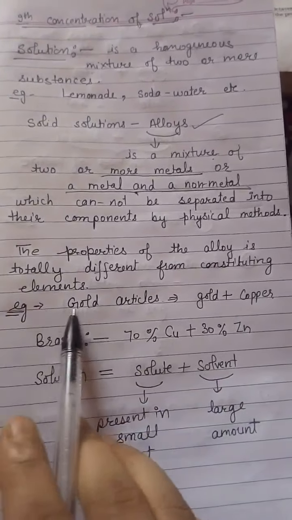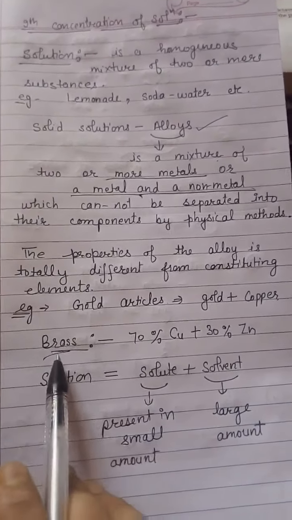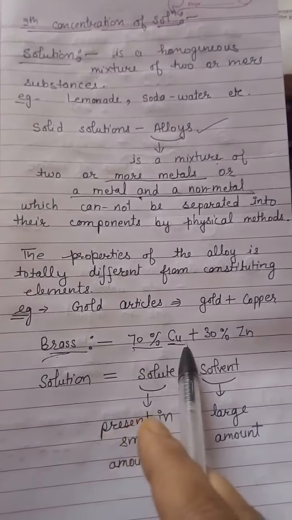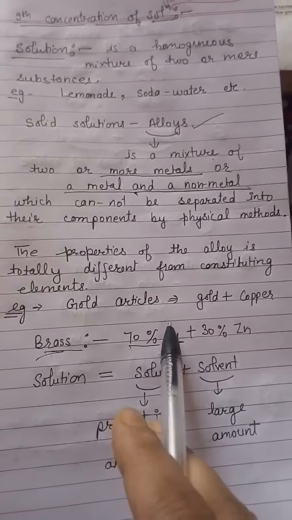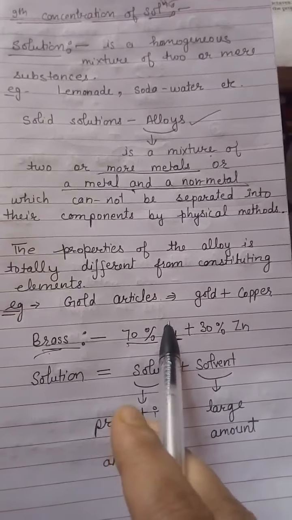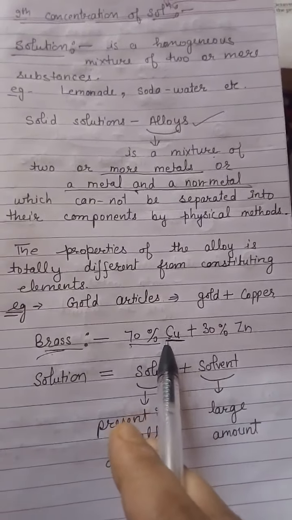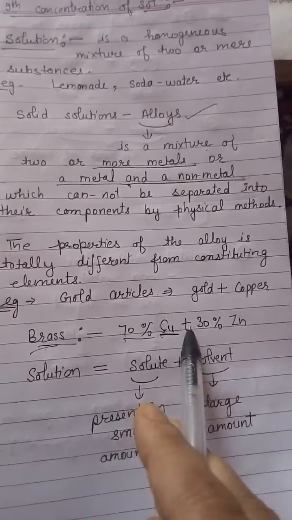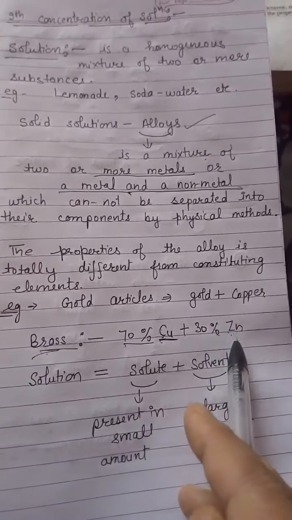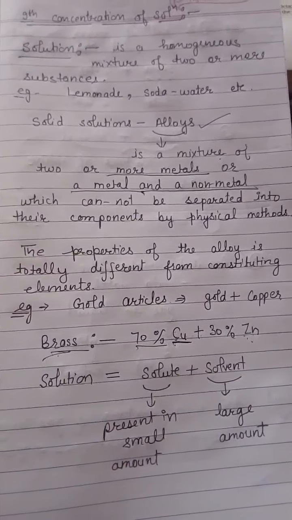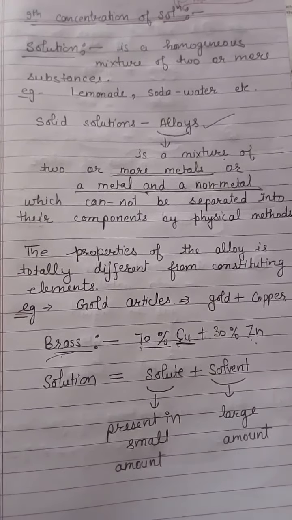Another example is brass. What is brass? In brass, 70% is copper. We write copper symbolically by writing capital C and small u, plus 30% zinc. Zinc we write as capital Z, small n. This is an example of solid solutions.